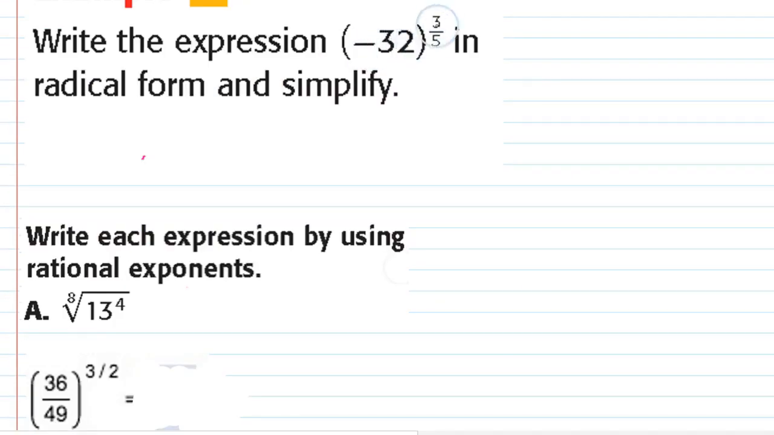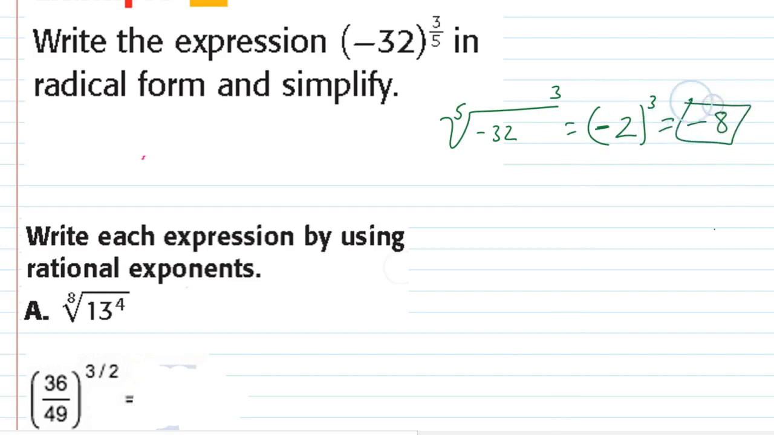Here we have negative 32 to the power of 3/5. So we're going to change that to negative 32 inside the house to the 5th power cubed. Now, negative 32 cubed is a really big number, so I don't want the cubed inside. Instead, I put the cubed on the outside, and I say, what is the 5th root of negative 32? Well, the 5th root of negative 32 is a negative 2, and we're still raised to the 3rd power, which gives us an answer of negative 8.